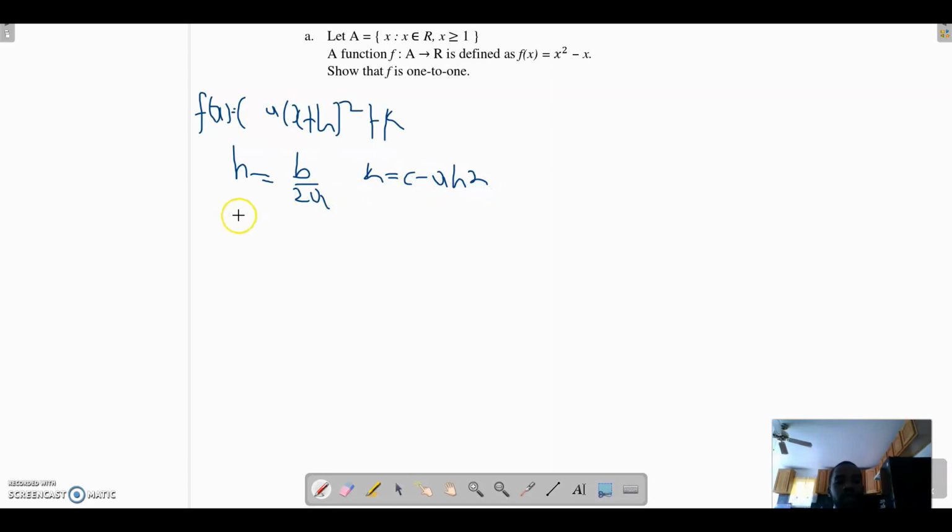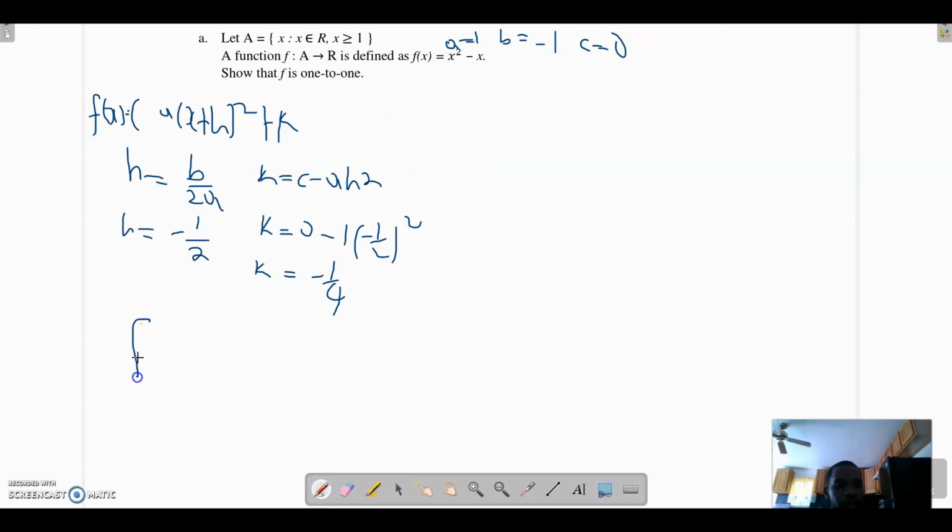a h squared. So h would be equal to negative 1 over 2, because you can see a is 1, b is equal to negative 1, and c is equal to 0. So k would be equal to 0 minus 1 times negative a half squared. k would be equal to negative a quarter, as you can see. So therefore, f of x would be equal to a, which is 1, into x plus h. So I'm going to have x minus a half all squared plus k. But k is negative a quarter.